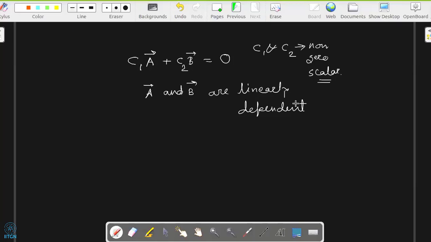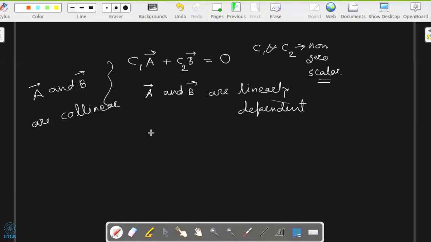Why is it so? Because we can represent vector A in terms of vector B. So in order to define vector A or vector B, we need only one independent thing, either A or B. So there is a linear dependency between vector A and vector B. So if this condition is satisfied, C1 times vector A plus C2 times vector B is 0 for C1 and C2 non-zero scalars, then A and B are collinear, because they must be either parallel or in a line. So it must be collinear.